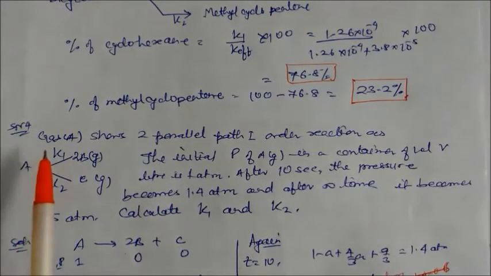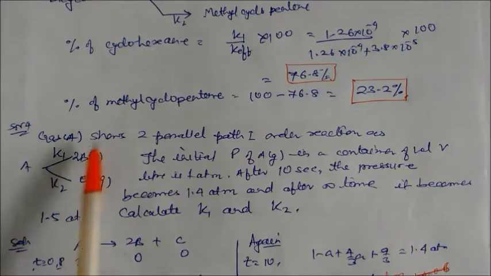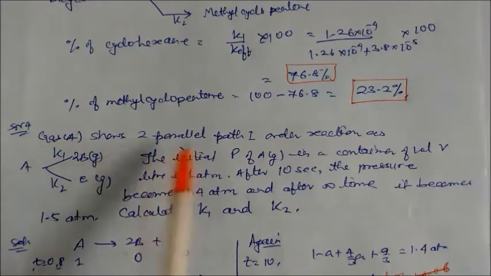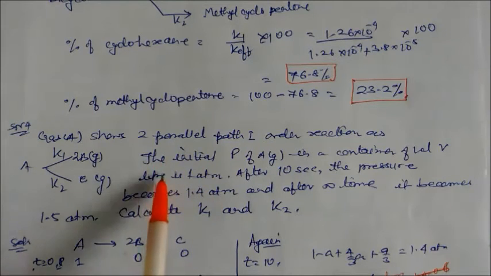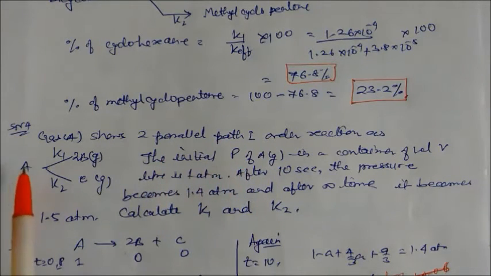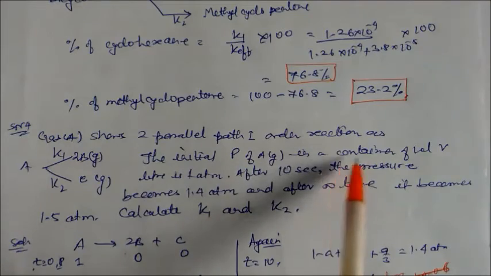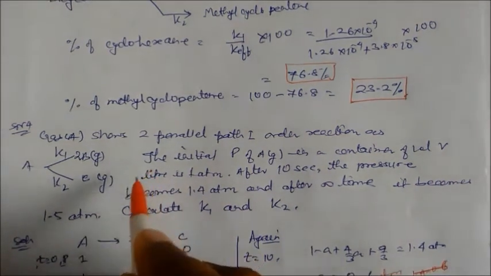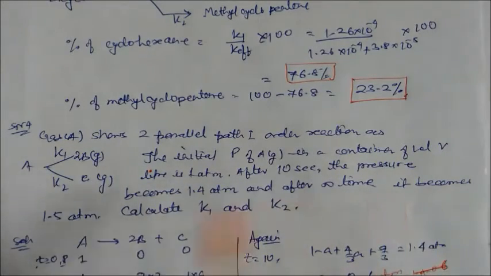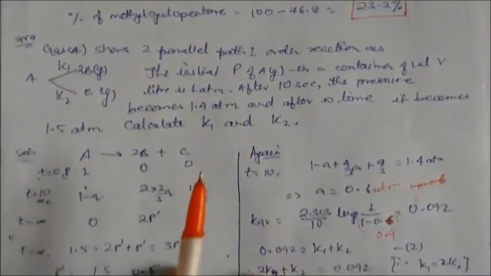Solve numerical 4. There is one gas A which is split into 2B and C. This is a parallel path, again first order reaction kinetics. The initial pressure of this gas A in a container of volume V liter is 1 atmosphere. So the initial pressure is 1 atmosphere, and after 10 seconds the pressure becomes 1.4 atmosphere, and after infinite time it becomes 1.5 atmosphere. So what is the value of K1 and K2?